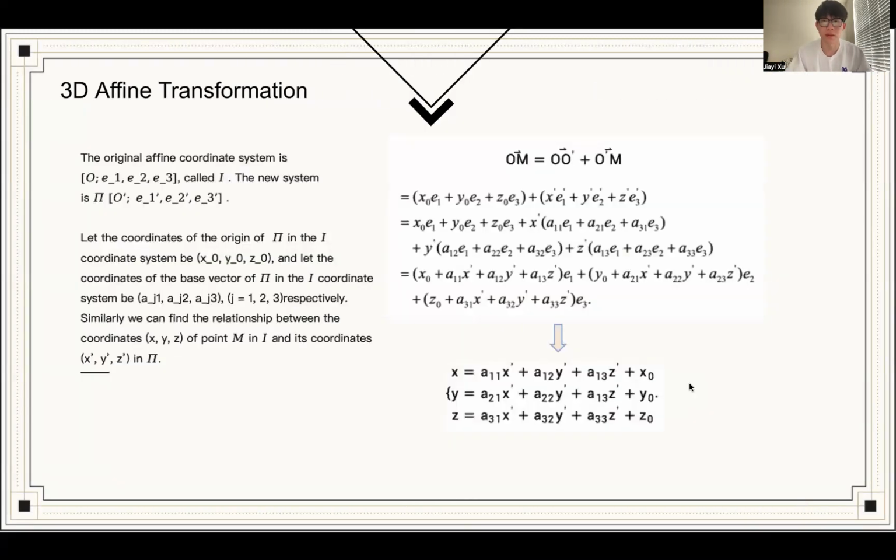For 3D, we just add a new dimension here, and this is pretty much the same. By observing this equation, we have a similar thing. Everything here is also known, and a11, a21, a31 are also known. This is also how we represent the base vectors of pi, and of course they have three base vectors. So we have three equations and three unknowns. This is also a simple math problem, just a little bit harder than the 2D one.